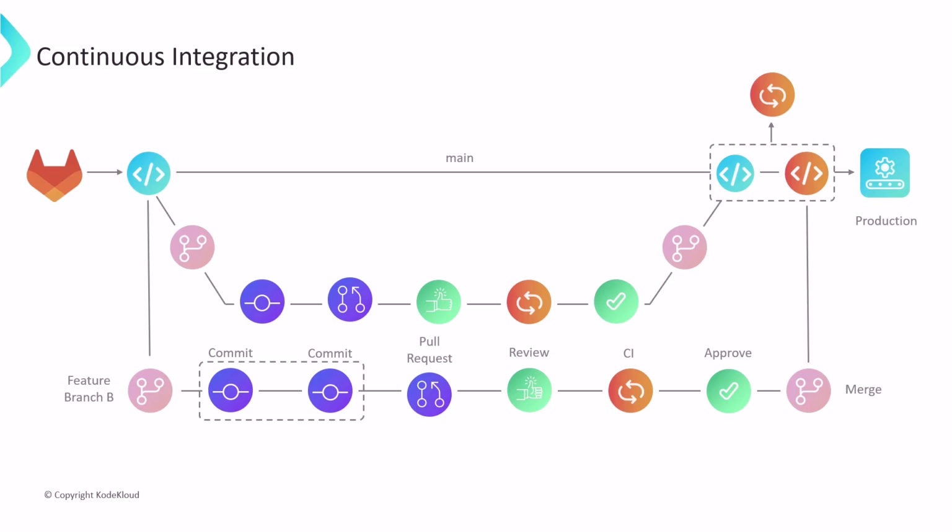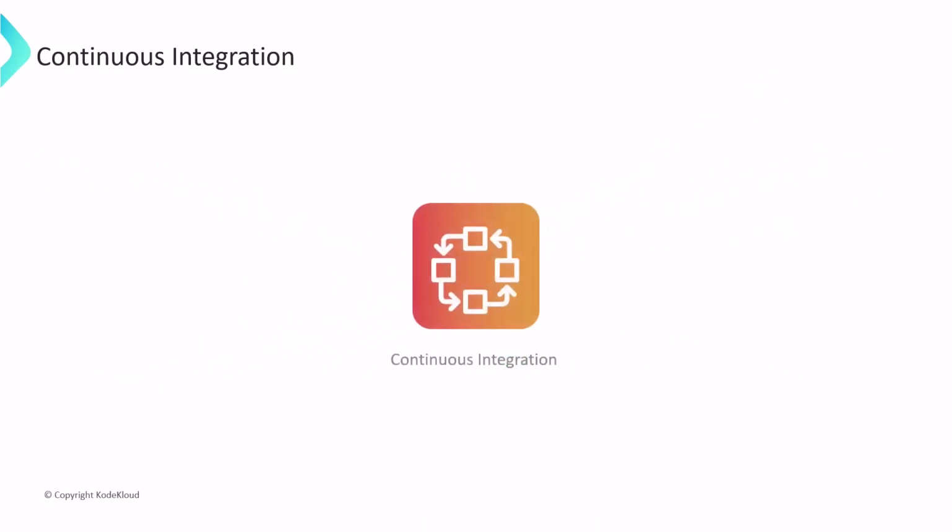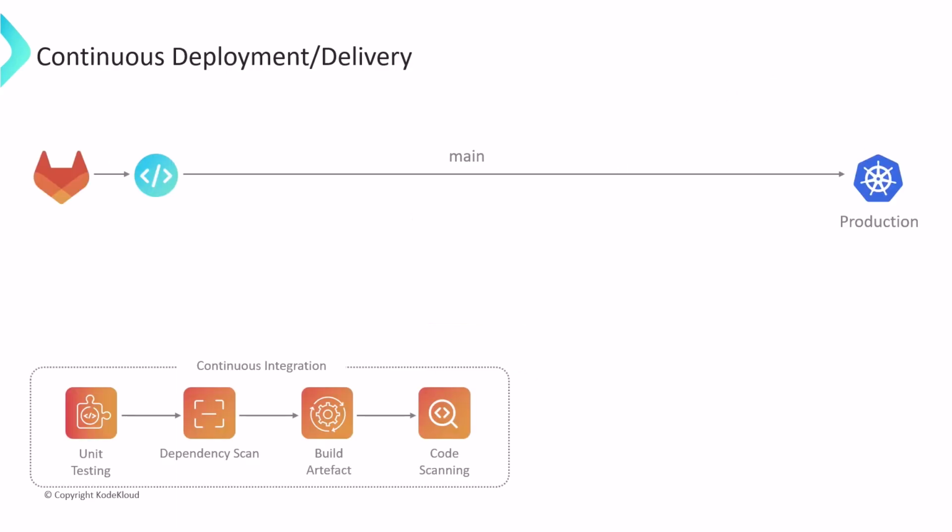As mentioned earlier, any merges into the main branch should automatically trigger a CI pipeline. In this instance, it once again runs all the tests, including the unit test, dependency scanning, artifact building, and additional vulnerability scans. This ensures that the code changes from both feature branch A and B work seamlessly together. This entire process, which enables multiple developers to work on the same application while ensuring that these changes integrate smoothly without introducing any issues, is known as continuous integration.